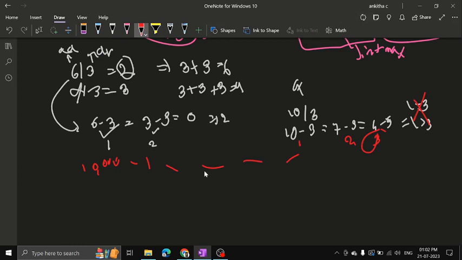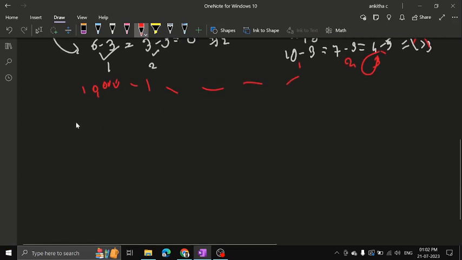So that's why you have to look for another optimal solution. So here comes the bit manipulation method. We'll use the bits here. So how can we solve the problem? We have 10 and we have 3.